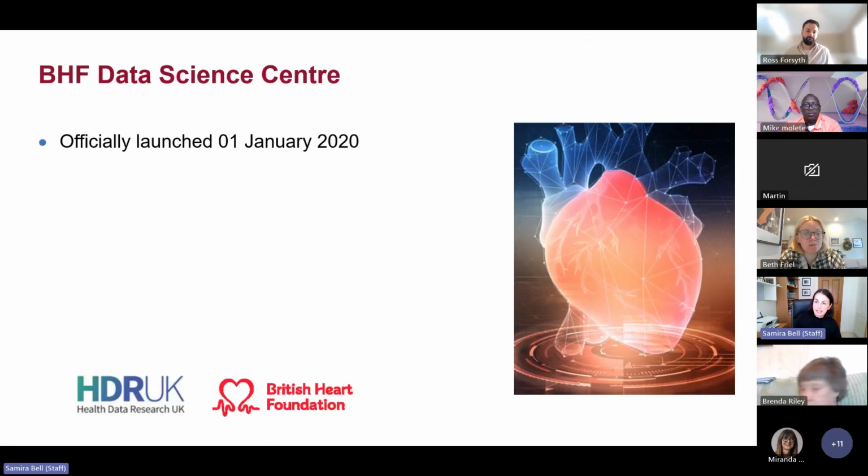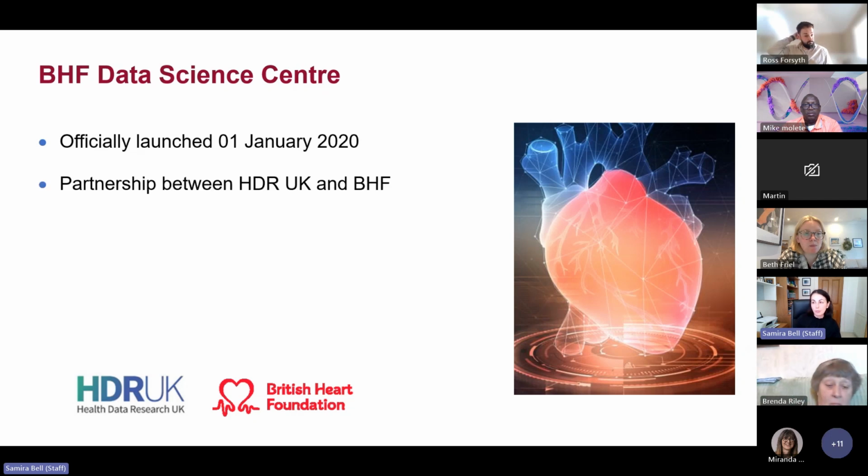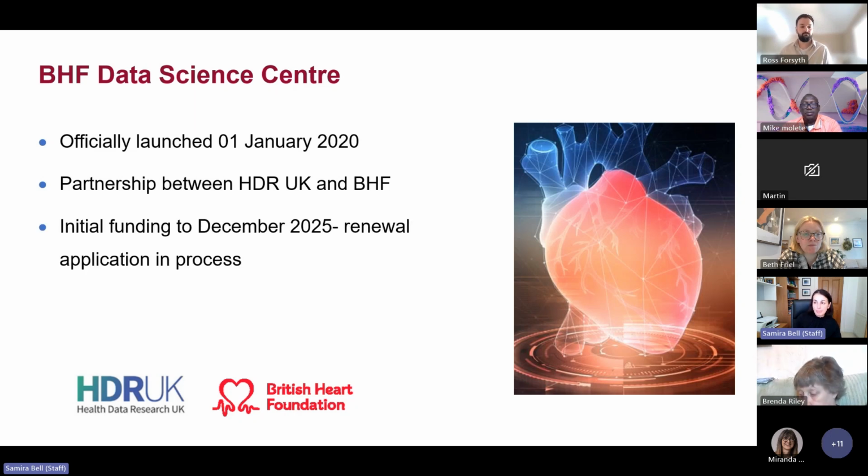The BHF Data Science Centre was launched in 2020, and it's a partnership with Health Data Research UK and the British Heart Foundation. The British Heart Foundation funded the setup of this BHF Data Science Centre up until 2025, and we currently have a renewal bid in process to get another 5 years of funding to keep it continuing.